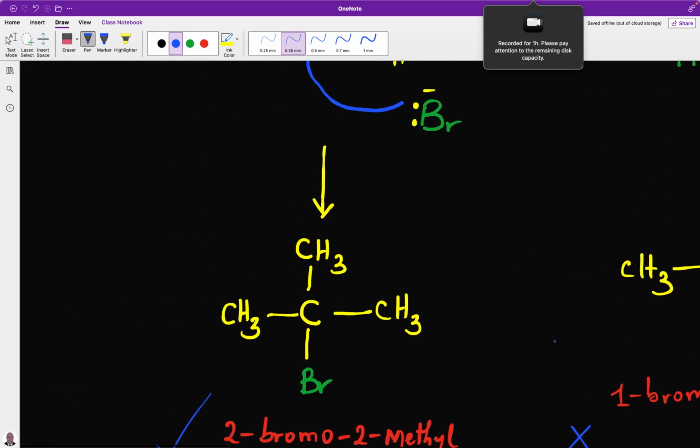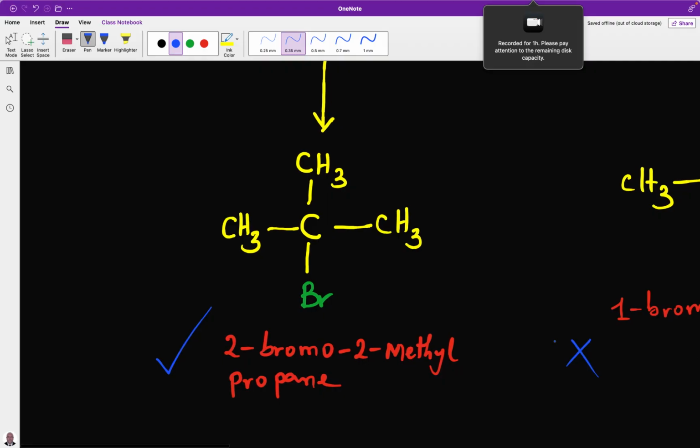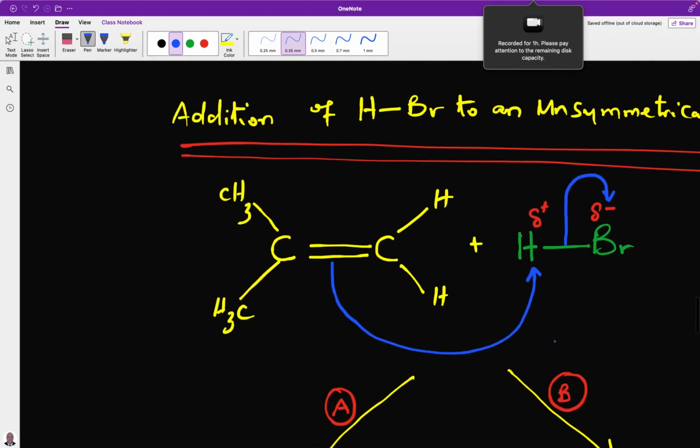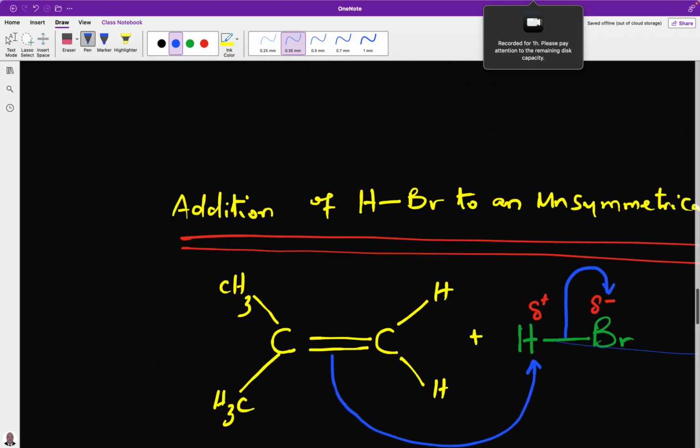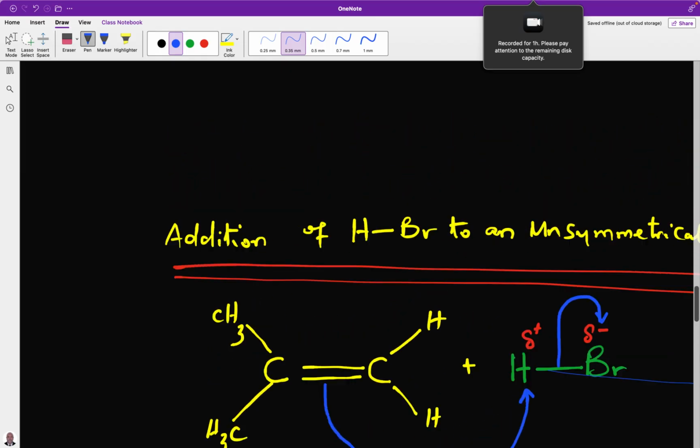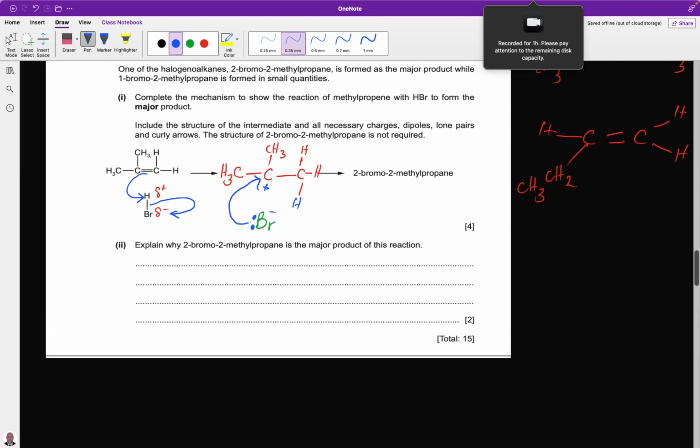So it takes us to our question. Explain why 2-bromo, 2-methyl propane is the major product of this reaction. We can say that 2-bromo, 2-methyl propane is the major product because it results from a tertiary carbocation.